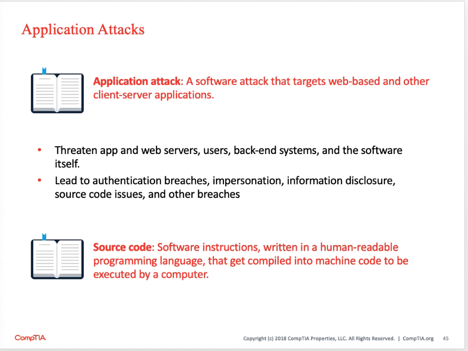Source code is software instructions that are written in a human readable program language, and that's compiled into machine code executed by the computer. When source code has been disclosed or tampered with, it can further network breaches. And then once that's done, it can help to start an application based attack. So basically, it is what runs applications. Applications are created with source code.